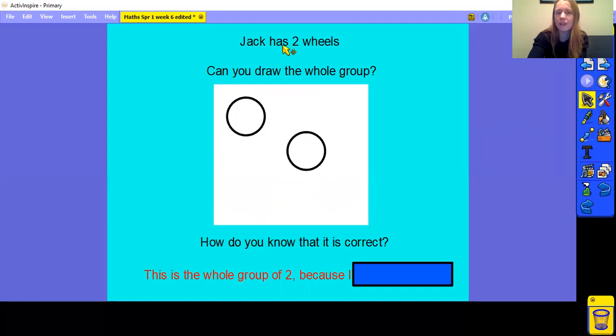Jack has 2 wheels, and there are 2 wheels in this group. I have the whole group. How do I know that it's correct? This is the whole group of 2 because I have all of them.